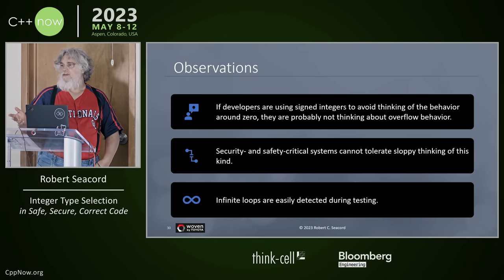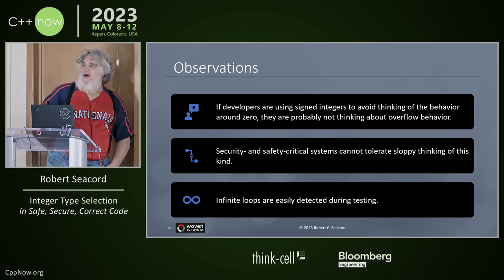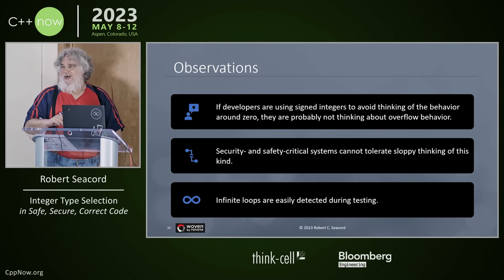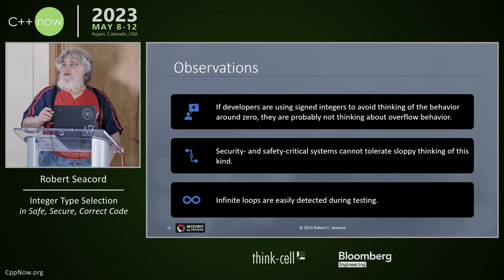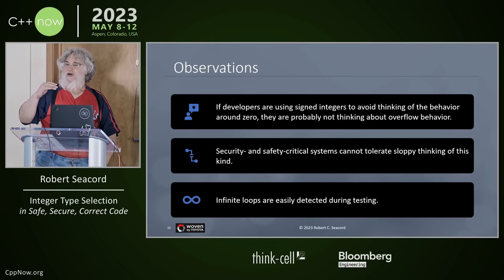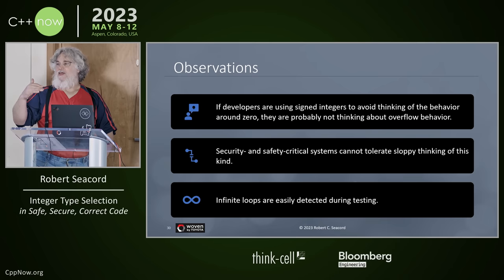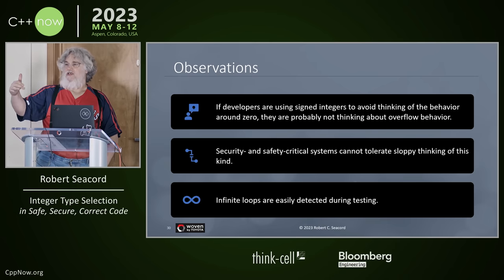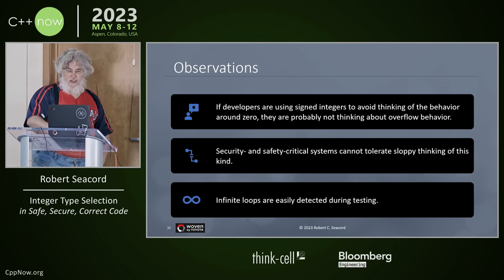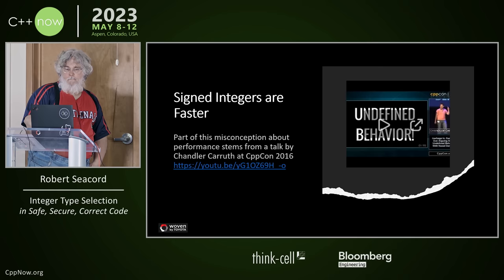If your code doesn't compile, it's not a security problem. It's super secure. The problem is when it does compile and you think, oh, look, I can ship this now. That's when the problem starts. So the problem is errors that get through test and get to deployment. That's what creates safety and security problems.